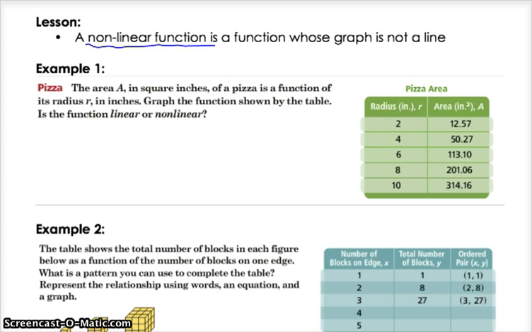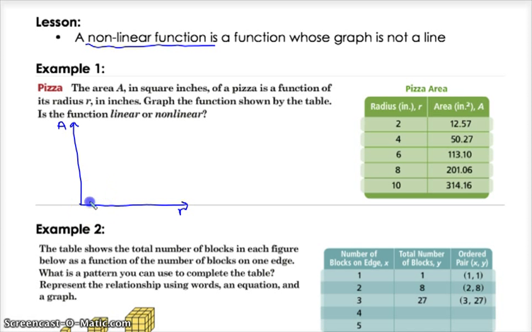In the first example, we're looking at the area in square inches of a pizza. The table at the right shows the radius and the area. Let's start by graphing and we'll determine whether it's linear or nonlinear. So, I'm going to make my set of axes. I'm going to label the x-axis with the radius and the y-axis is the area. That's because the radius is my independent variable and the area is my dependent variable.